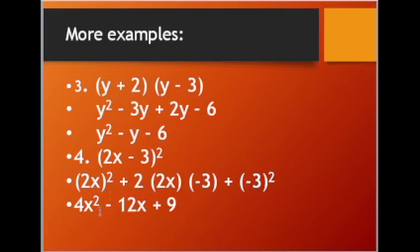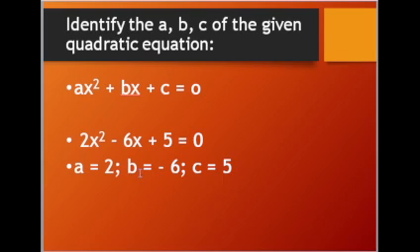So 2x squared, we have 4x squared because 2 times 2 is 4, and x times x is x squared. And 2 times 2x is 4x, times negative 3 is negative 12x. And negative 3 squared is positive 9 because negative 3 times negative 3 is positive 9.